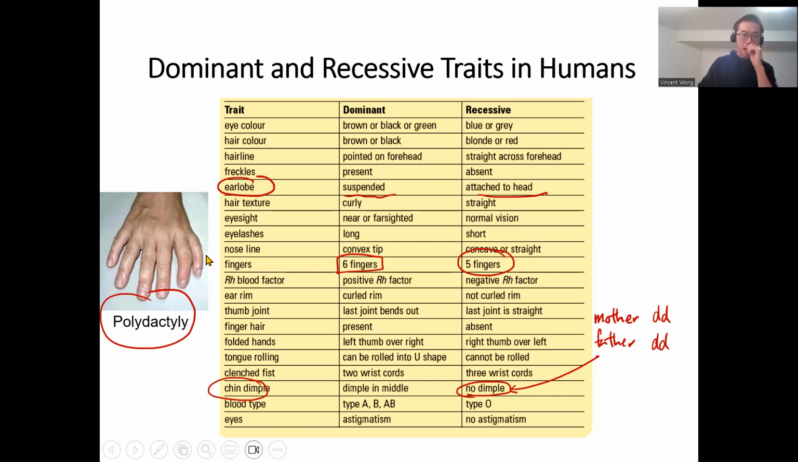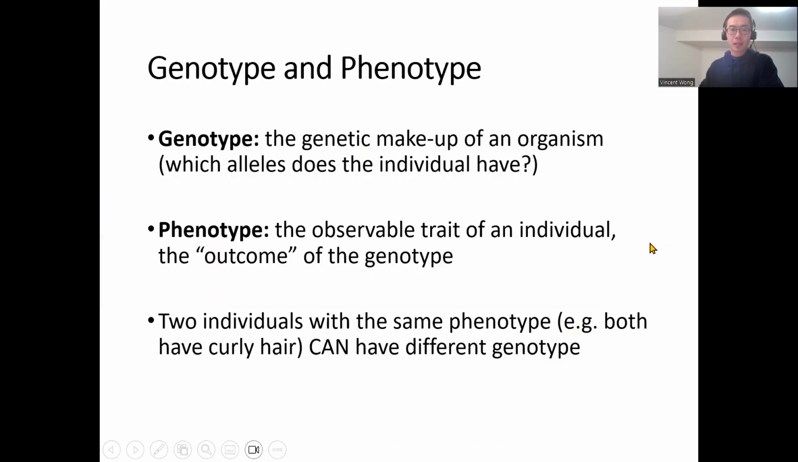It's actually rare for people to have the full 6 fingers. In many cases, it's just a little appendage on the side. So some people do actually cut it off because it's non-functional. It kind of gets in the way, and it doesn't have to happen in the hand. It can happen in the toes as well. So that's a list of all the traits that are dominant and recessive in humans. It's interesting to look at.